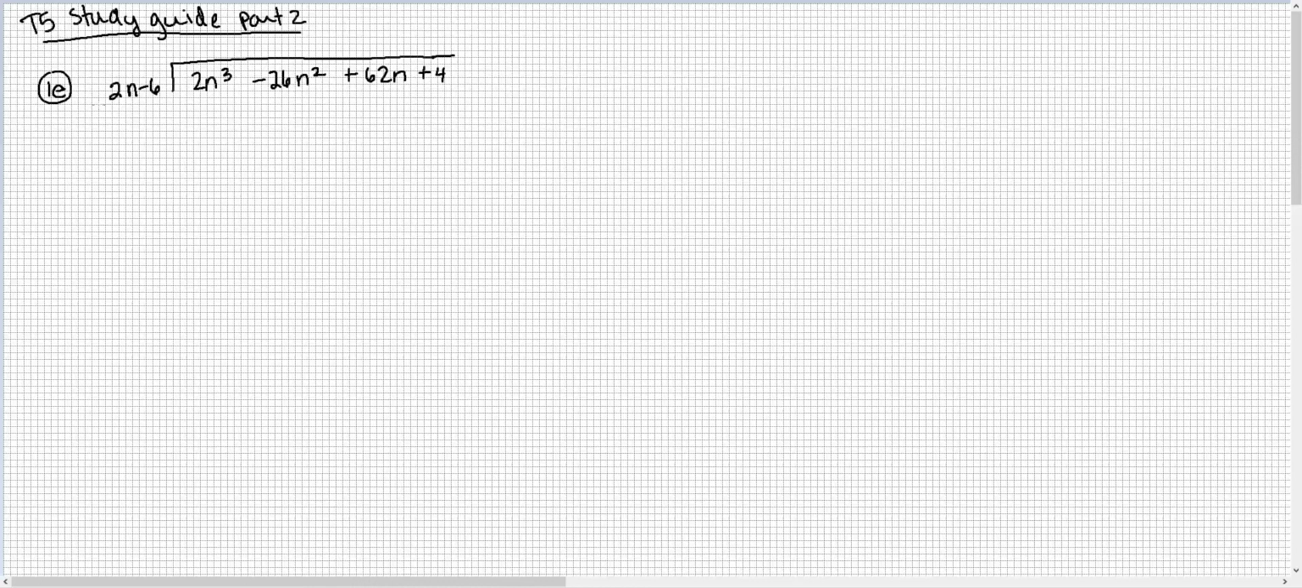Here we go. You focus on the first term being 2n. How many times does 2n go into 2n cubed? So you do it on the side. 2n cubed divided by 2n is 2n squared. Right? And then we multiply 2n squared by the 2n minus 6. So we get 2n cubed minus 6n squared. And over here we change their signs. Right? This becomes negative. This one becomes positive. This cancels. And this is minus 20n squared.